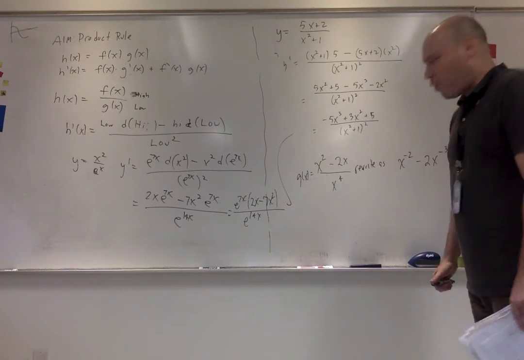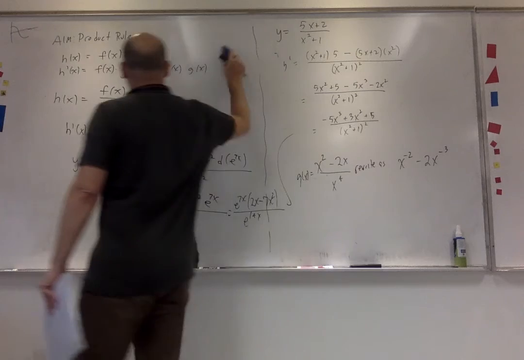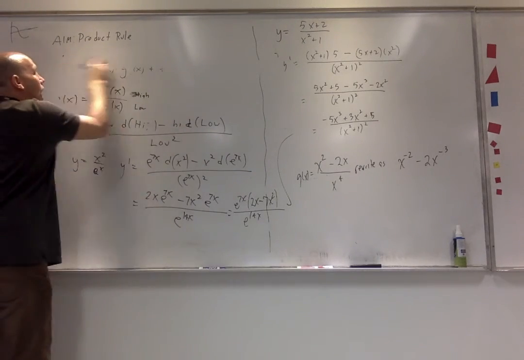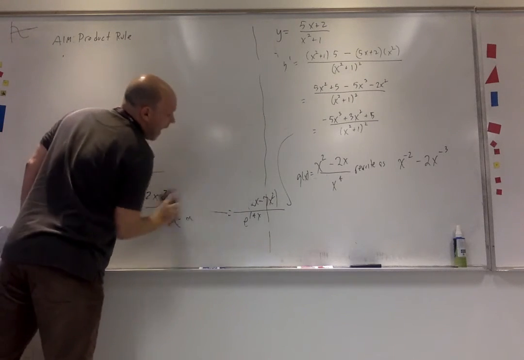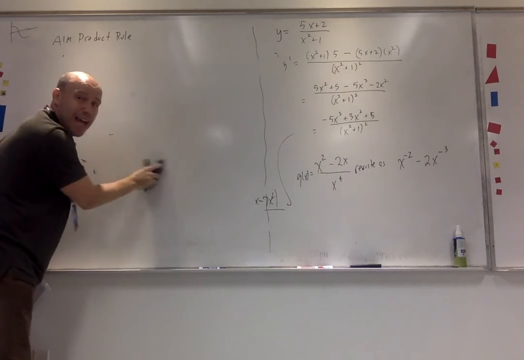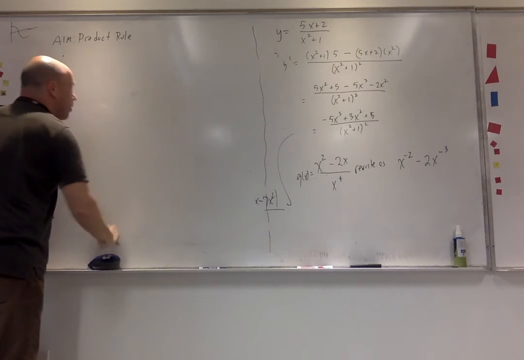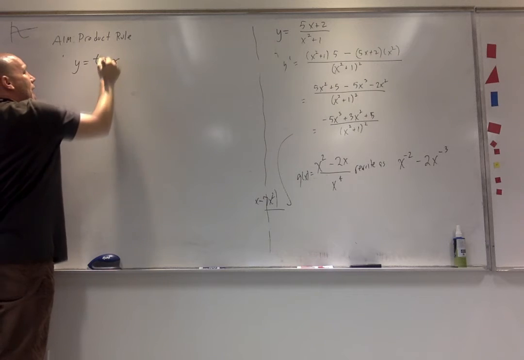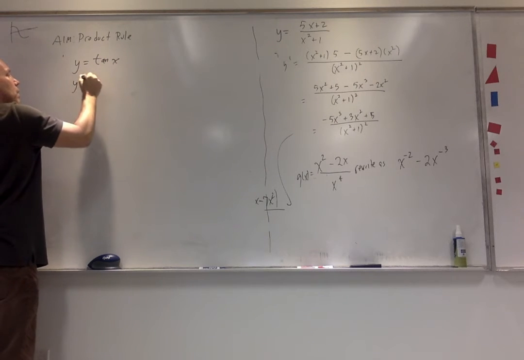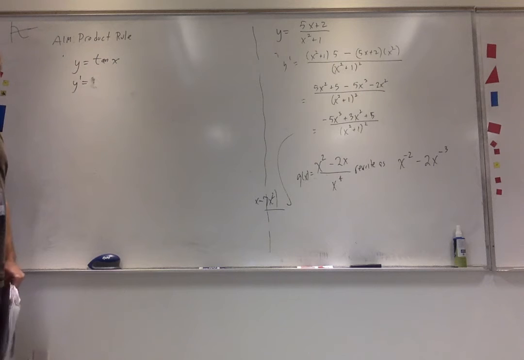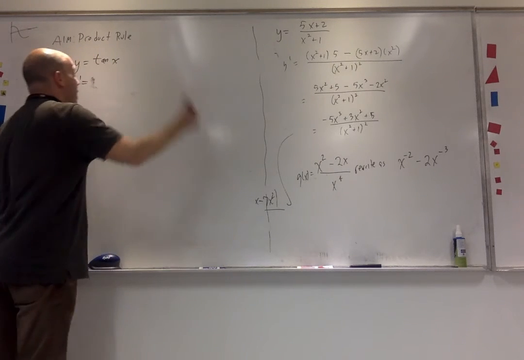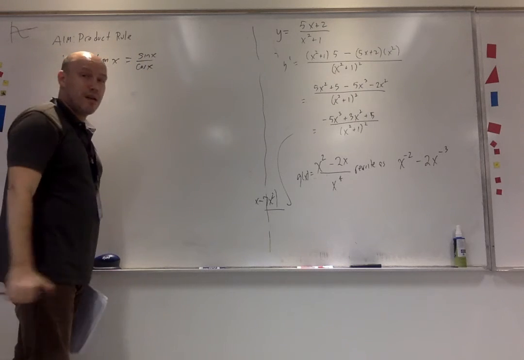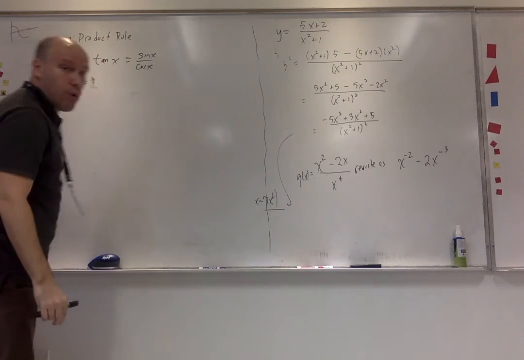Well, now that we have the quotient rule, I'm erasing these. Remember, low d high minus high d low. Now I can ask you what the derivative of tangent is. If y equals tan x, what is y prime? Well, what do you think? I can rewrite tangent as sine of x over cosine x. And now I can do the quotient rule.